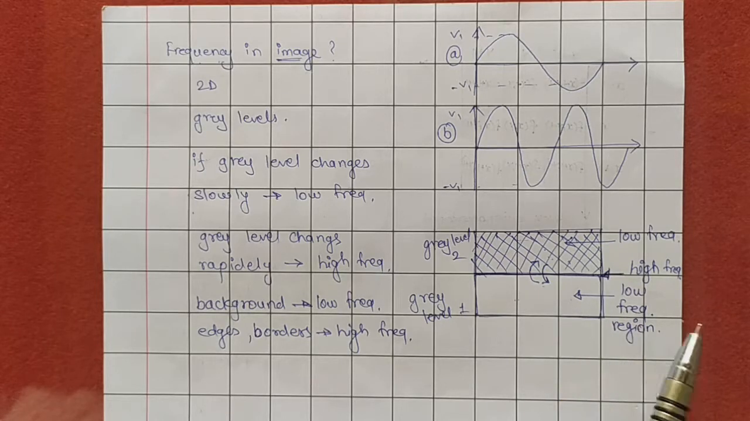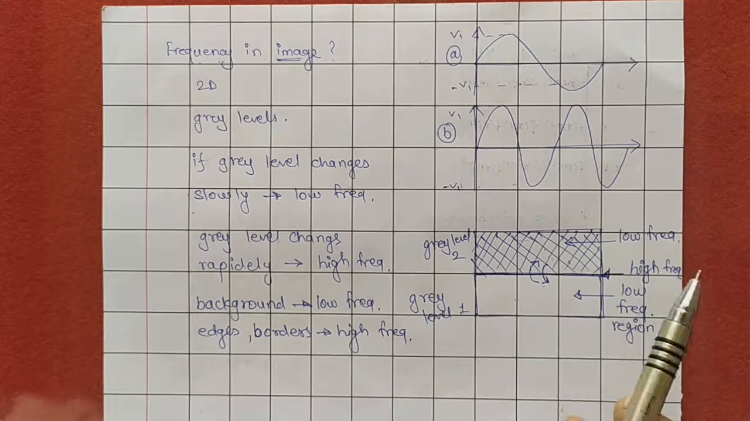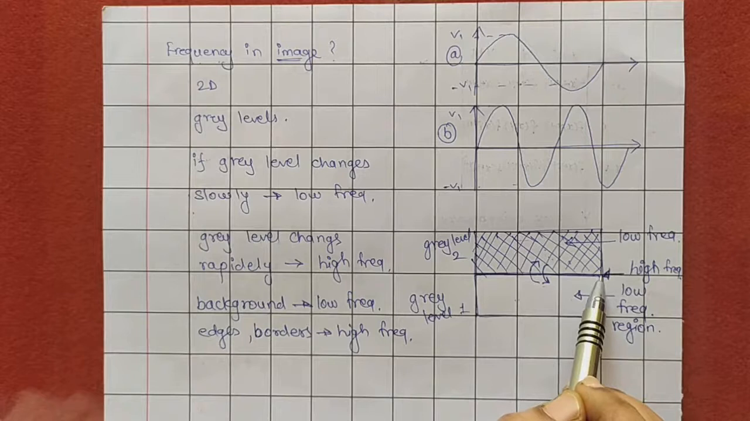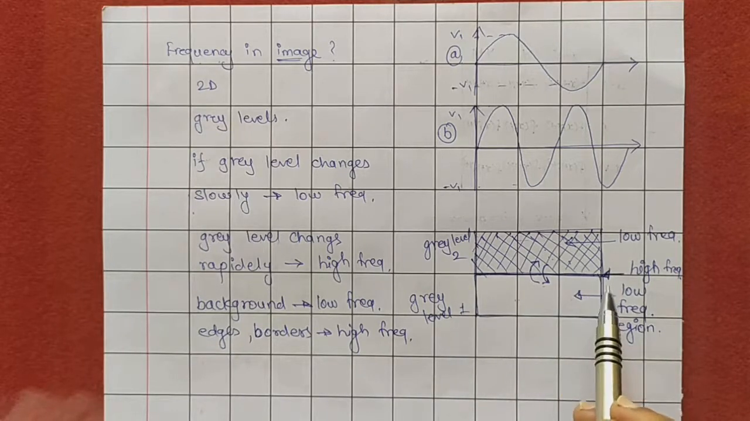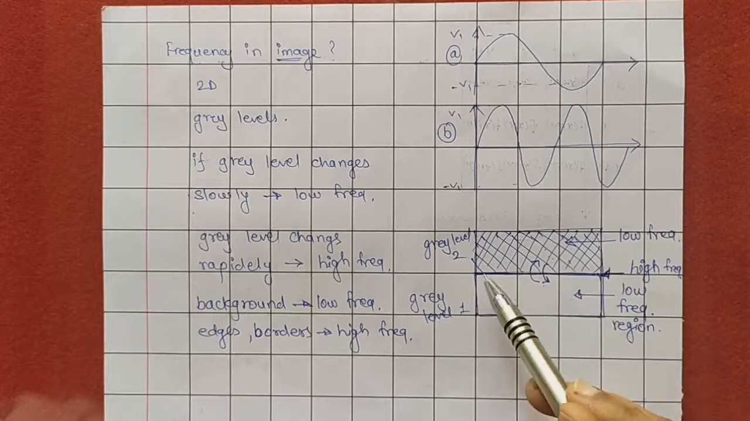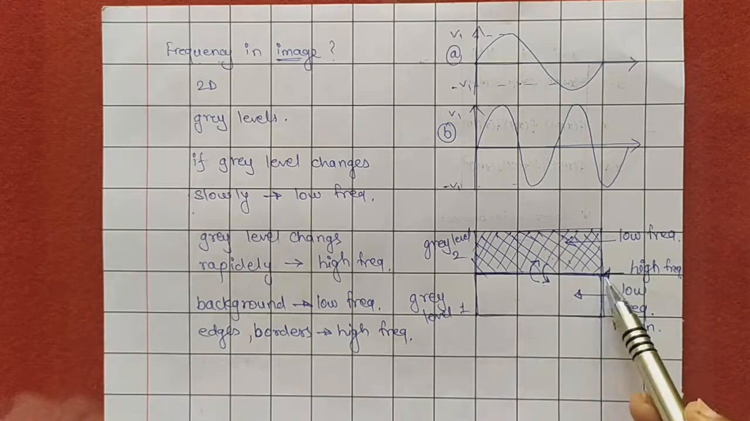That means when low pass filtering is performed, the edges of the image get blurred, or become smooth. And when we perform high pass filtering, the low frequency region is removed and only the edges are enhanced in the image. Now we'll see low pass filtering and high pass filtering.